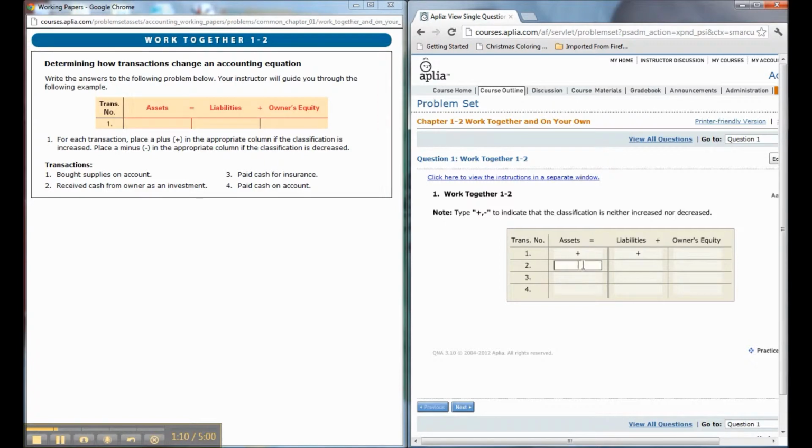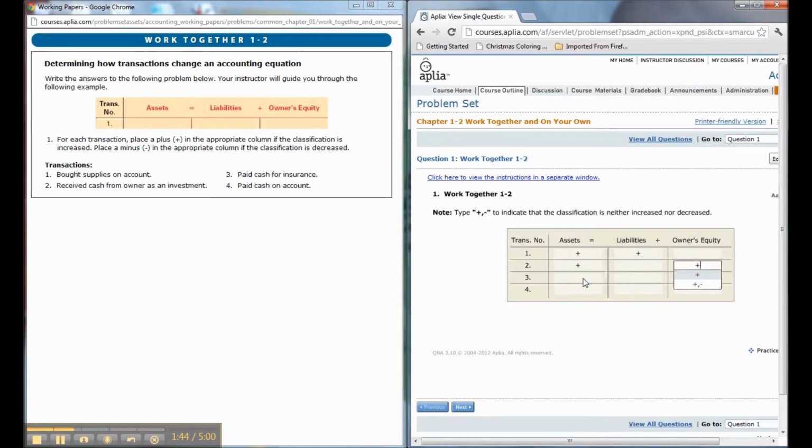Next, receive cash from owner as an investment. Again, we need to break this down. Receive cash. Cash is an asset. If I'm receiving cash, that means money's going up, so my asset increases. And then remember that owner, that is classified under owner's equity. Owner's equity, again, tells me my worth. The owner here is investing into their company, so they're investing in what they're worth. So that means their capital is also going to go up, or their owner's equity goes up.